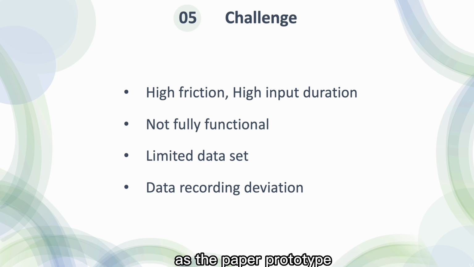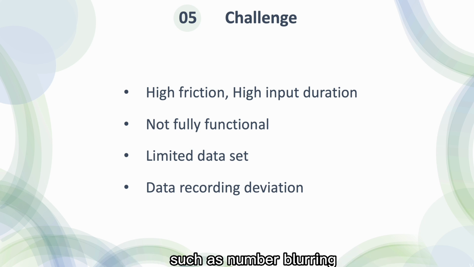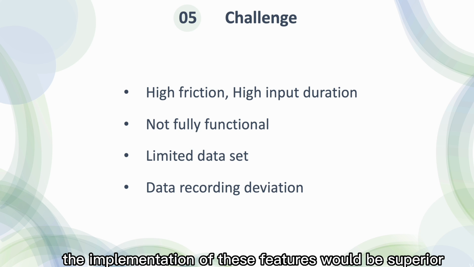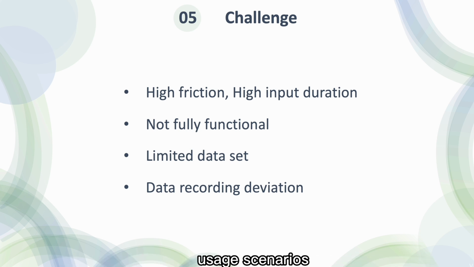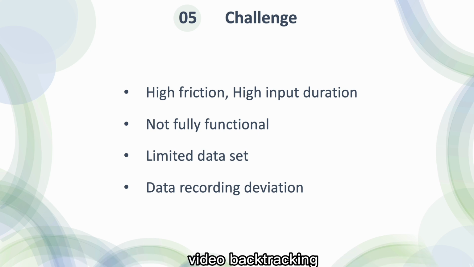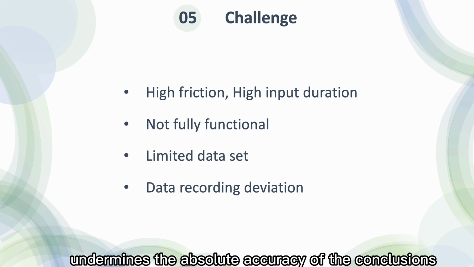For the second one, as the paper prototype, some features were not fully implemented, such as number blurring, turntable gyration, etc., which reduced the usability of the Dialpad. The implementation of these features would be superior to the current model in real-world usage scenarios. For the third one, the experiment only collected a small sample size, resulting in the inability to extrapolate from this data to all members of the public. For the last one, the duration spent entering passwords was calculated through manual video backtracking, which results in data deviation and undermines the absolute accuracy of the conclusions.